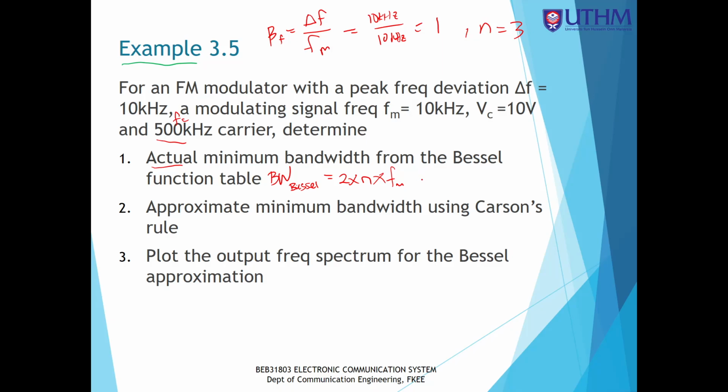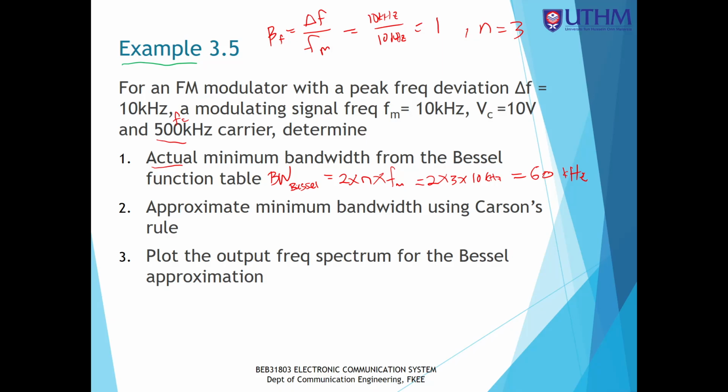So we can put inside the equation 2 times 3 times Fm, which is 10k. So this is equal to 60 kilohertz. Okay, 60 kilohertz. And then what?